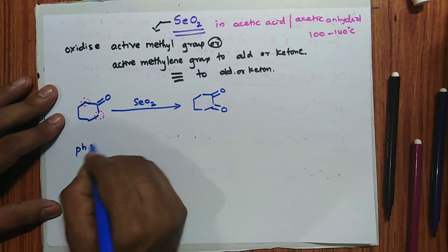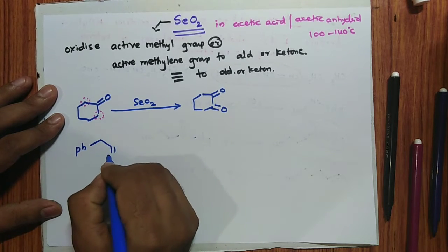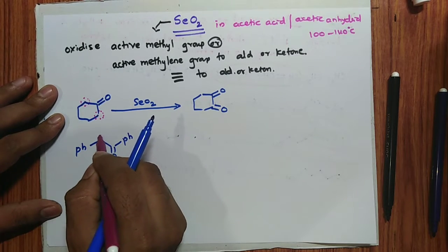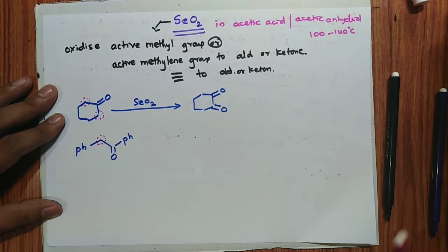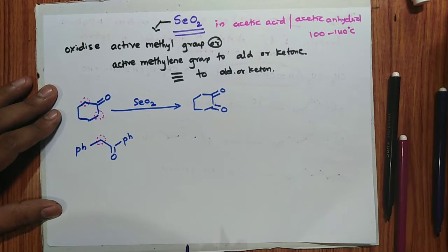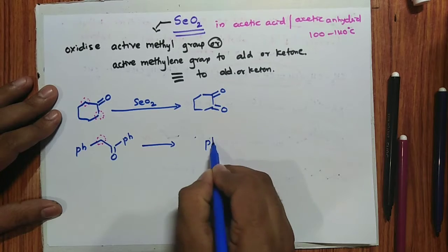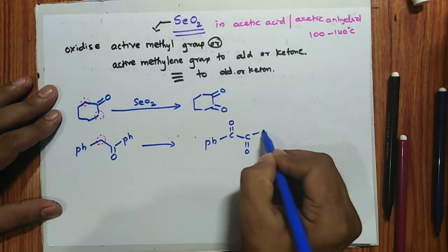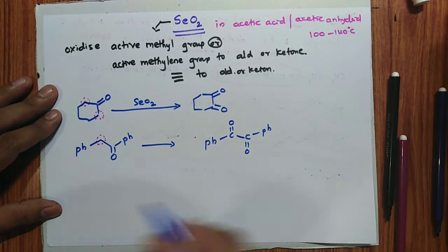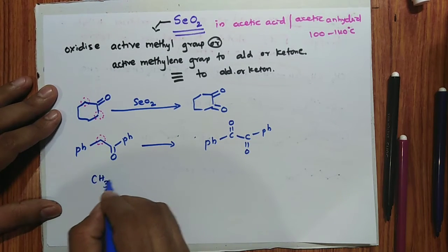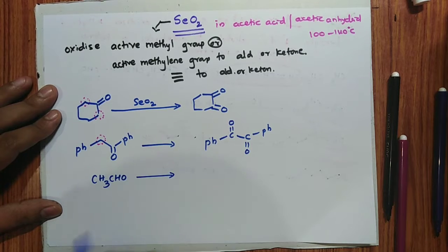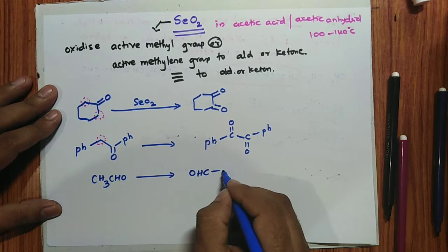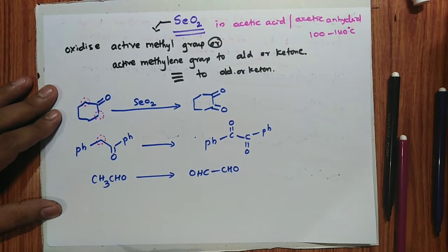Right? So another example I will give you. This Ph, CH2, C double bond O, Ph. Which one is the active methylene group? This one is the active methylene group. Hence, you are going to get the product as Ph, C double bond O, C double bond O, Ph. Right? Or like this, CH3CHO. What's the product? Yes. So CHO you are going to get.